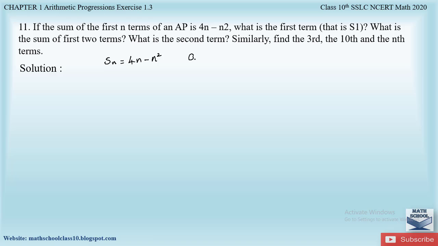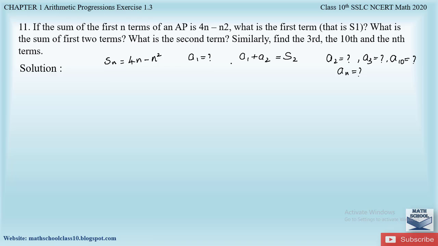The first term is nothing but a1 or a. They are also asking us the sum of the first two terms, which is a1 plus a2, that is S2. What is the second term? A2 is the second term. And similarly, we have to find the third term, then the 10th term and the nth term, an.